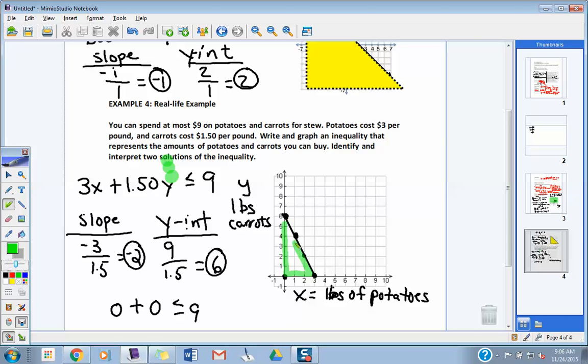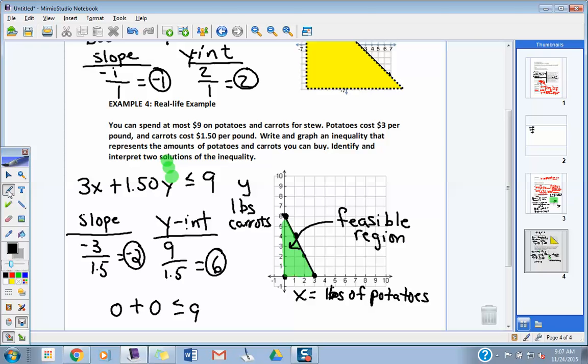We call this part right here my region of solutions, okay? What we call this region in a real life situation, anytime it deals with money, is a feasible region. It means it's financially possible. Now again, guys, where do all the solutions lie? What area? What part? Where do all the solutions to an inequality lie? Shaded or unshaded?